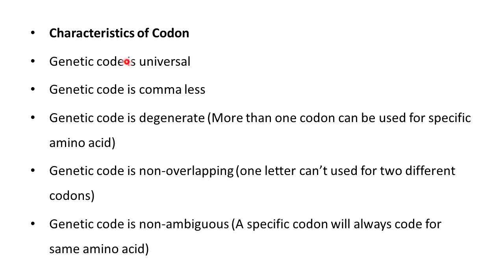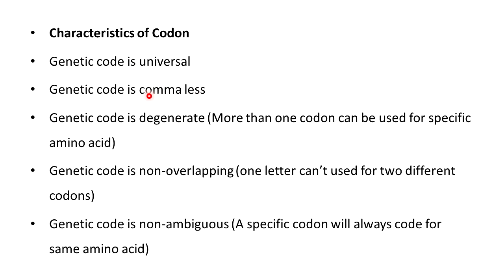This chart or table that we learned in the previous slide is about the codons. This genetic code is universal. In each and every organism you will observe the same codes. Yes, there are some exception cases which code for different amino acids, but universally this code is the same. The second point is that the genetic code is commaless.